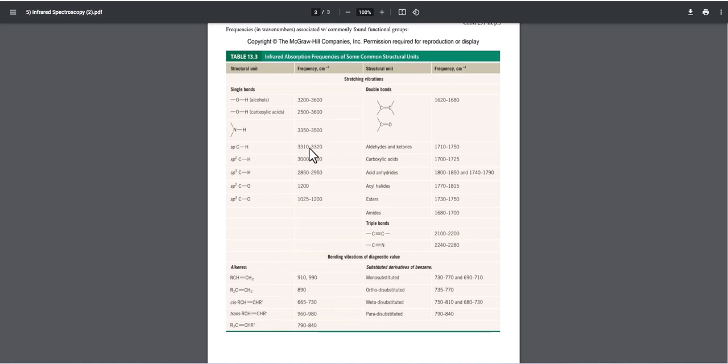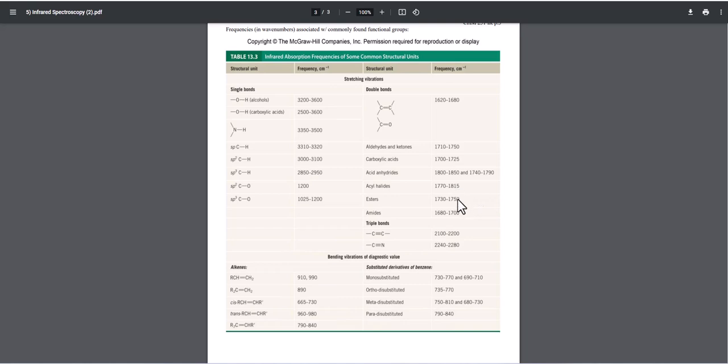So for instance, 3,300 is usually an sp hybridized CH bond. 3,000 is usually an sp2 hybridized CH bond. If we kind of bounce around, we can see C double bond C around 1,600, C triple bond C around 2,200, C triple bond N around 2,300, and so on and so forth. So I would encourage you to, when you're looking at an IR spectra, have one of these absorption frequency tables up so you can kind of pick out what goes where.